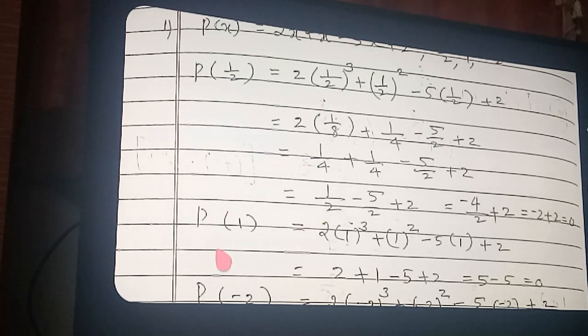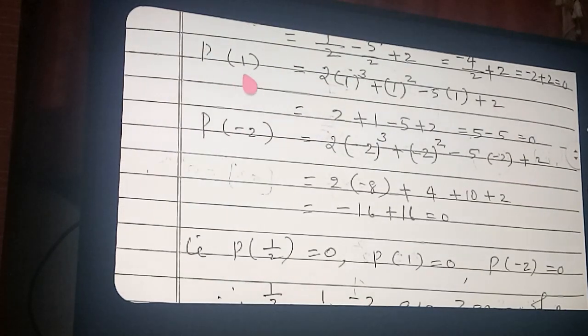And the second one: in the place of x we are putting 1, p of 1. P of 1 is equal to, as usual, in the place of x you apply the value 1: 2 into 1 cube plus 1 square minus 5 into 1 plus 2, that is equal to 2 plus 1 minus 5 plus 2. We got 2 plus 2 plus 1, all the positive numbers added together, so you get 5 minus 5 equal to 0. Therefore 1 is also a zero of the polynomial.